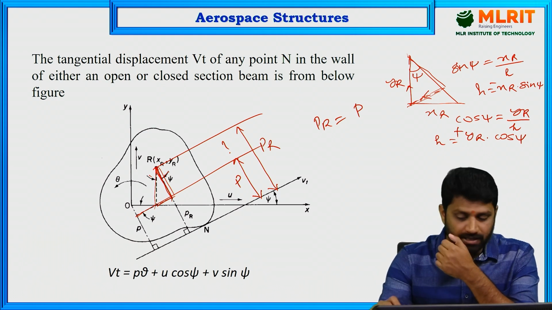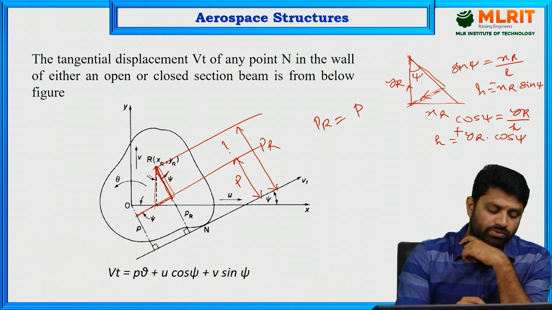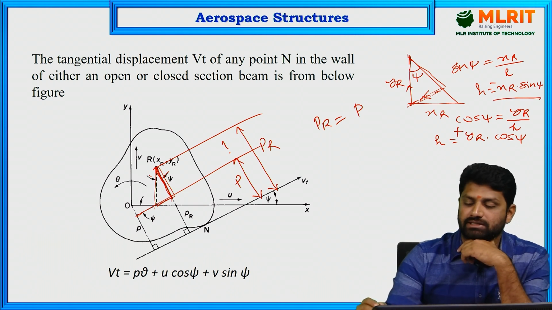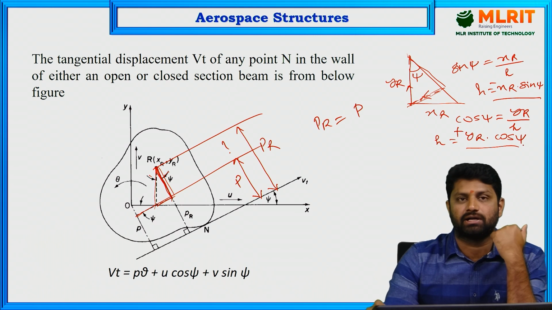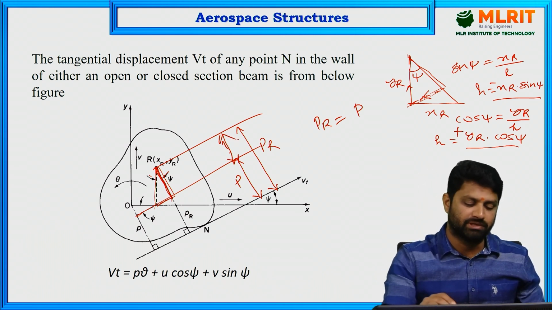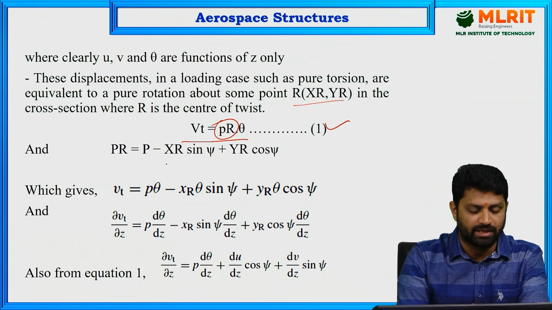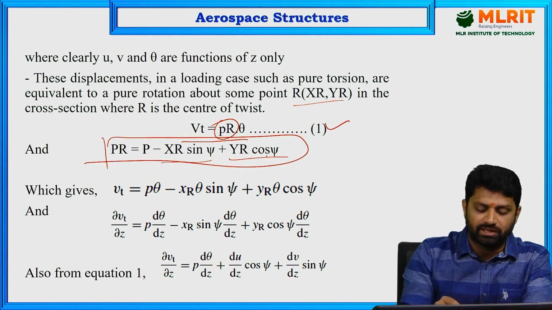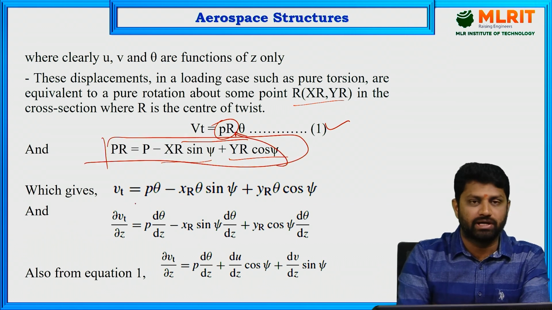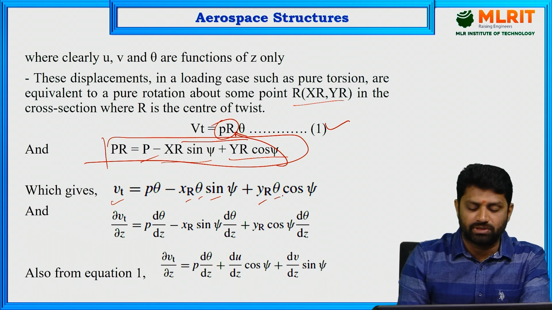So we are going to use these two heights that we are considering here. One height is minus XR sin psi, and the other height is YR cos psi. You are going to add these two as the lengths from here. First, as it is, we add P, so P minus XR sin psi plus YR cos psi. This is the PR. Now we substitute this in place of PR, so you get the tangential displacement Vt as P into theta minus XR into theta into sin psi plus YR into theta into cos psi.